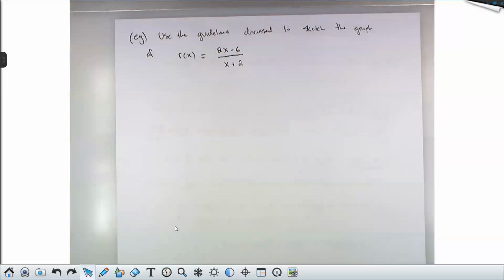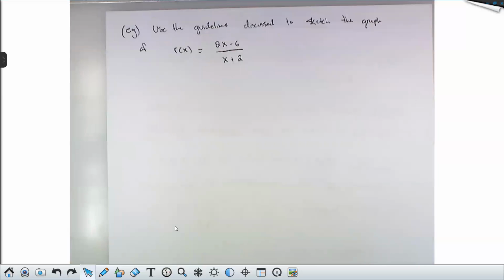So use the guidelines we just discussed to sketch the graph of the rational function r of x equals 2x minus 6 divided by x plus 2. This is first a rational function because the top and bottom are both polynomials. They're both linear functions or polynomials of degree 1. And we will use that information down the road. But for now, let's go ahead and we'll just do these things in order.